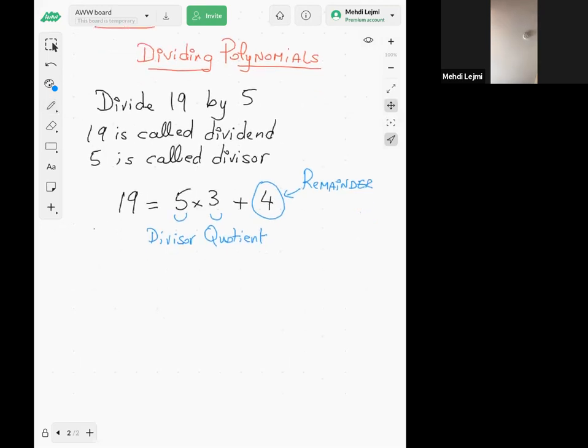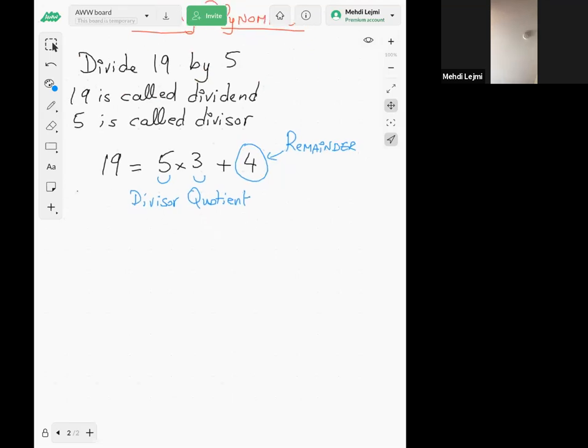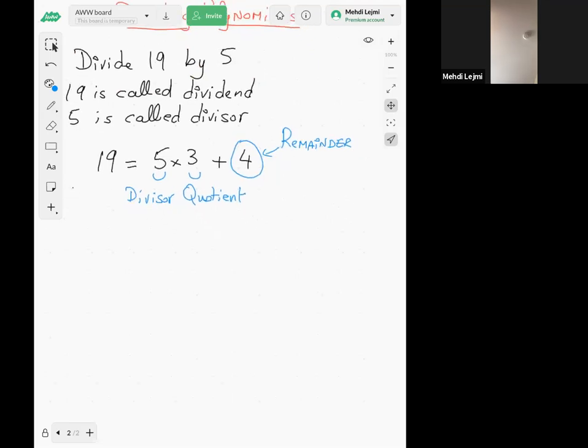Now we're gonna do the same thing for polynomials. So we're gonna divide polynomials. We're gonna do what we call synthetic division. So we're gonna divide polynomials, and we're gonna start by dividing polynomials by x minus c.